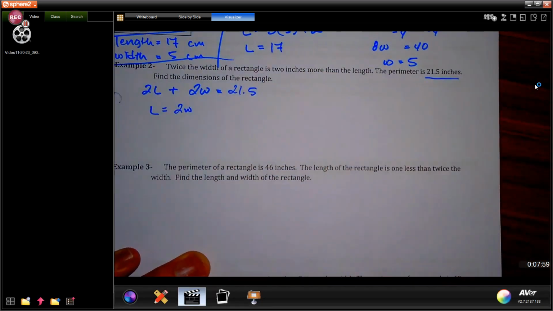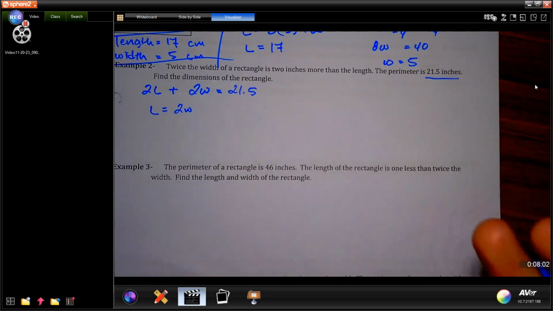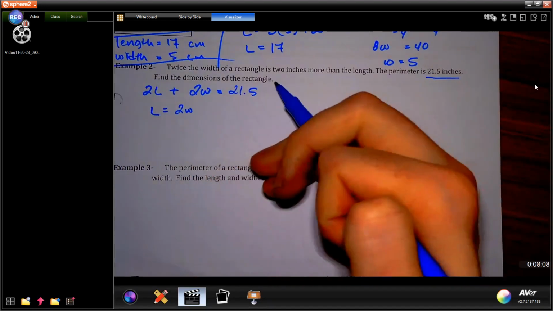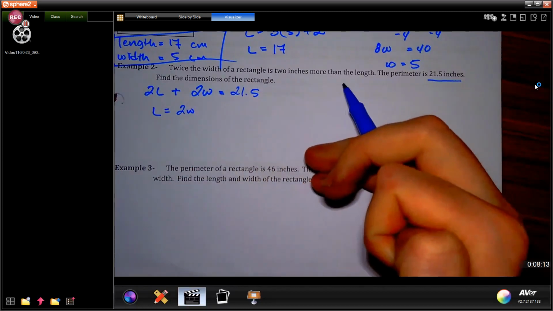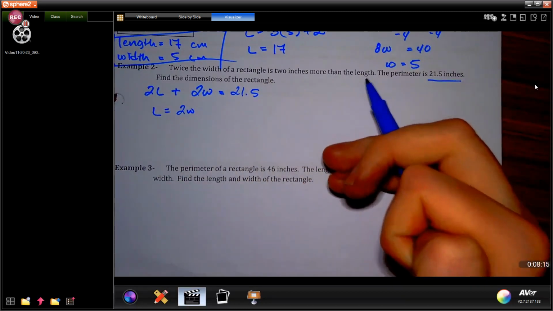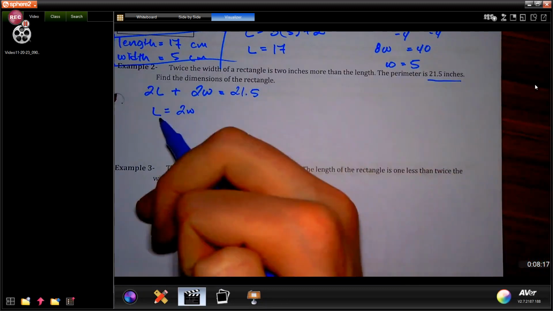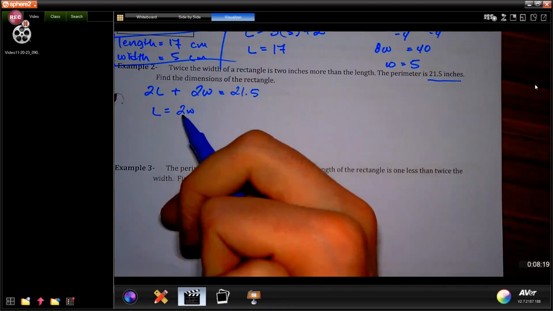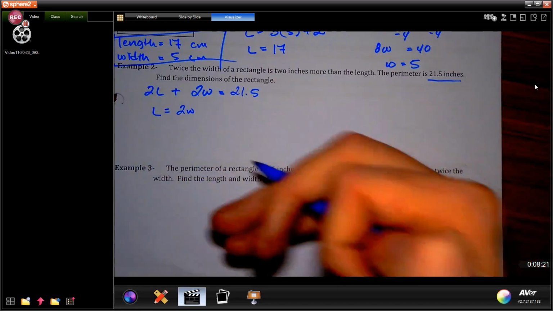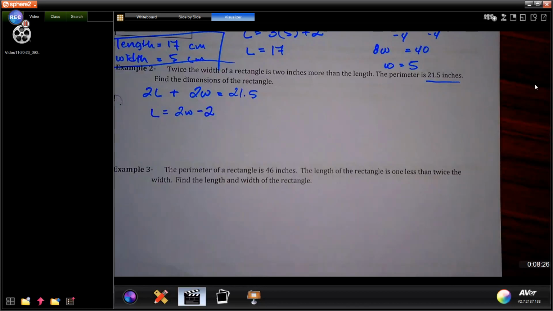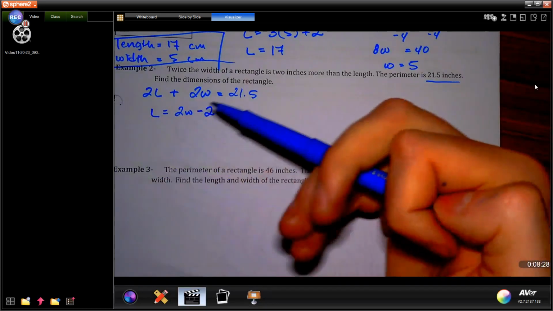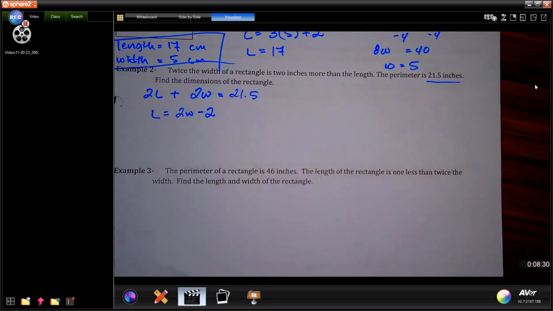Okay, so I know the propensity here is to add 2. How you probably want to think about this is that twice the width, meaning 2W, is going to be 2 inches more than the length. So that means that length here plus 2 would be equal to that 2W. Instead of writing L plus 2 though, I want to put 2W minus 2. Okay, because I want that L alone so we can use substitution.